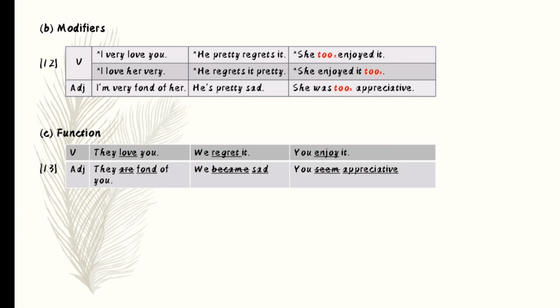Next, function. A major difference between verb and adjective is the verb's function as predicator or head of a verb phrase in clause structure, whereas adjectives do not. For example, "they love you." Love is a verb. And for adjective, "they are fond of you." Fond is an adjective, and are is the predicator in the sentence.